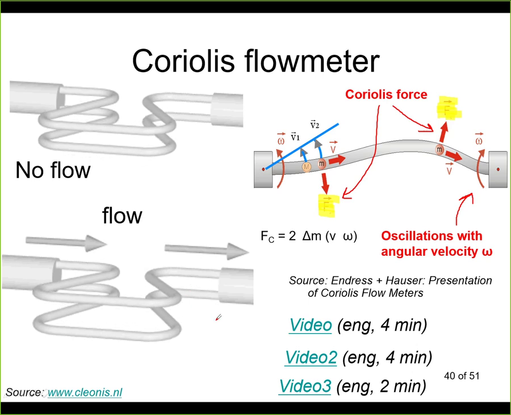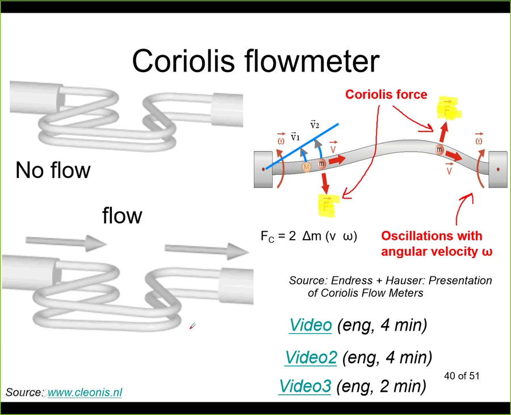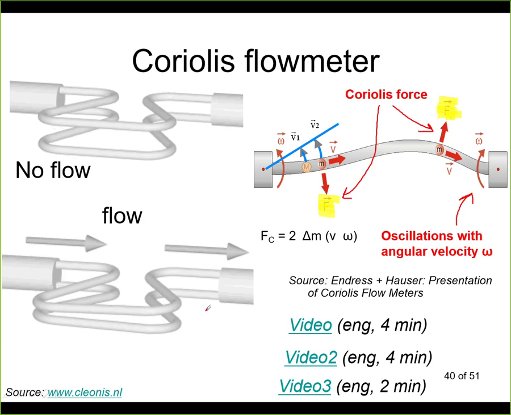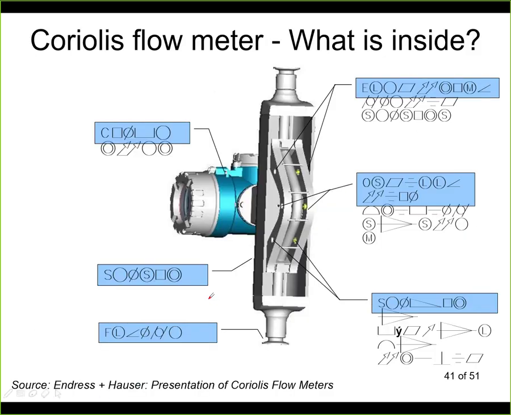Again, I recommend you to take a look on those videos to see actually the instrument inside, and also see some industrial applications. This is how it looks like. Here we see the pipe. This is the shape that is typical for the Coriolis flowmeter.